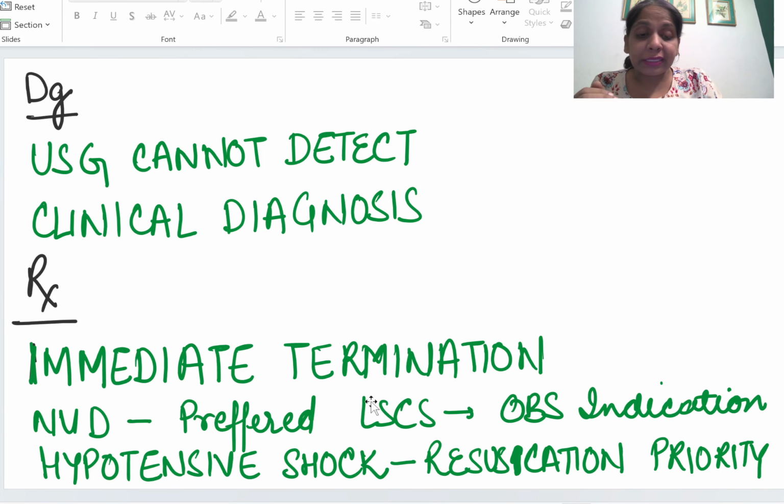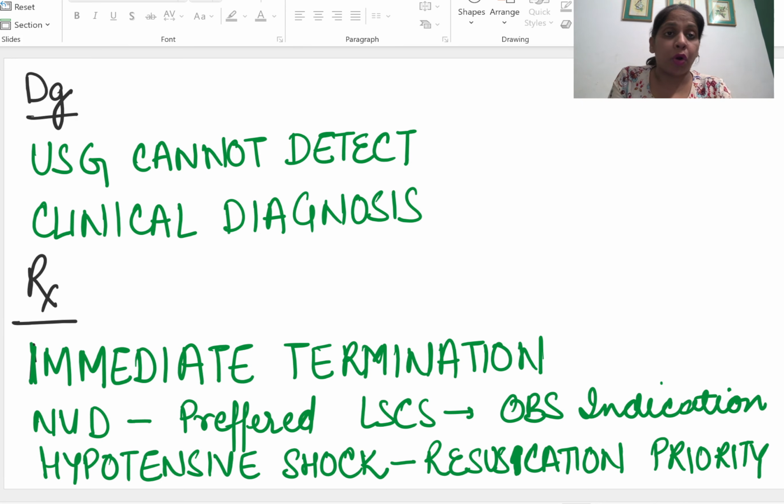Now diagnosis. As I already told you, we cannot diagnose this by any ultrasound or any investigation. It is only a clinical diagnosis. That is why a lot of clinical questions are asked on the diagnosis of abruptio placenta. Its treatment is immediate termination. Always normal delivery is preferred.